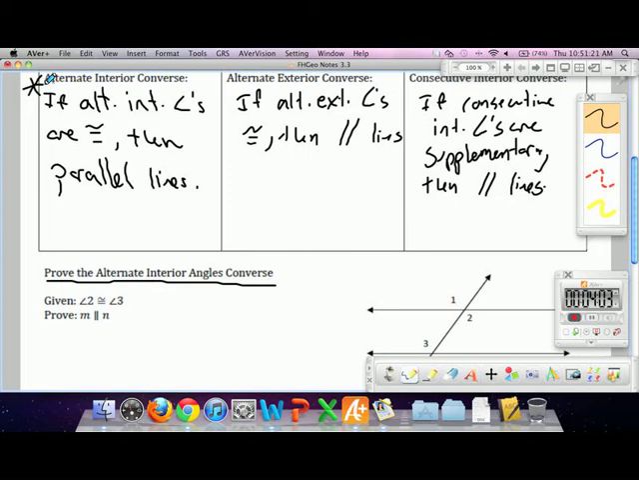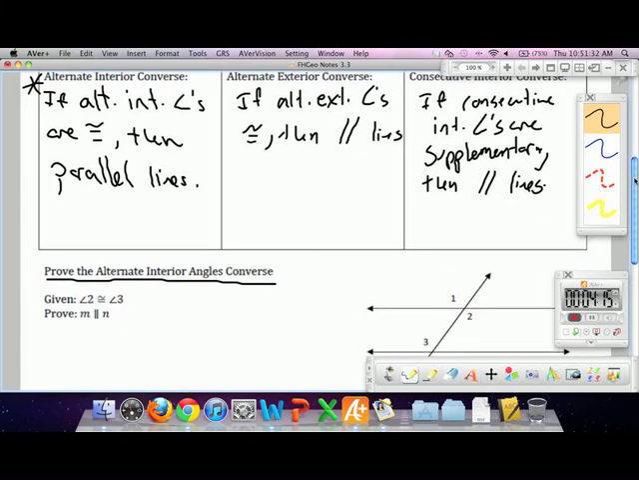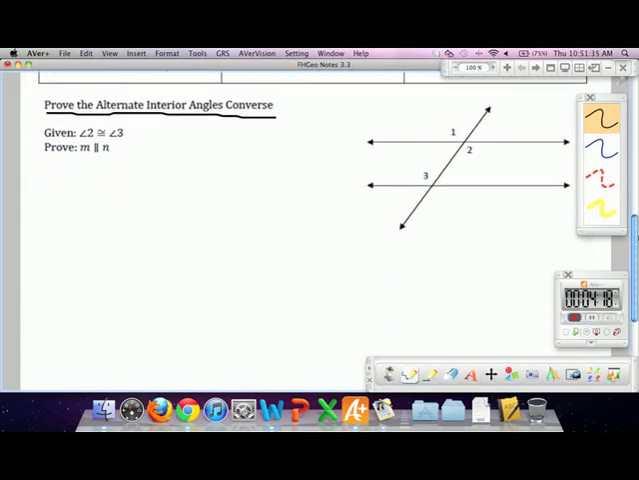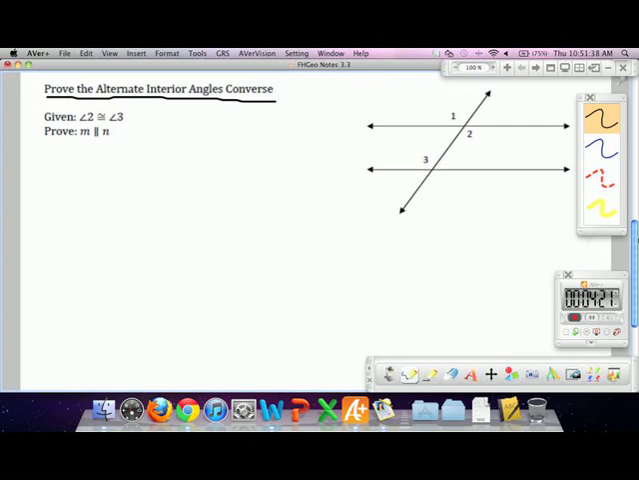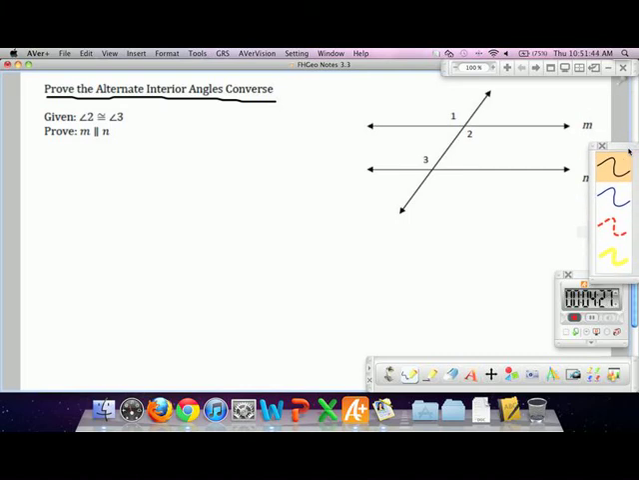So to do that, we'll start with a little diagram with two lines that are intersected by a transversal. I've put in a few labels. I've labeled the top line M, the bottom line N, and I've labeled a few of the angles, angles 1, 2, and 3. We're going to show that if you start with alternate interior angles congruent, then that forces the lines to be parallel. Then they must be parallel.